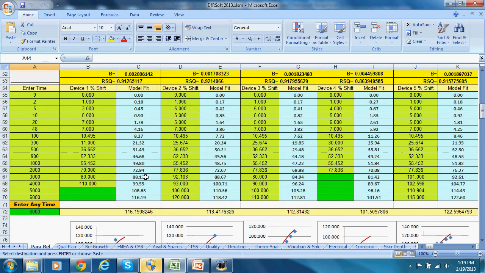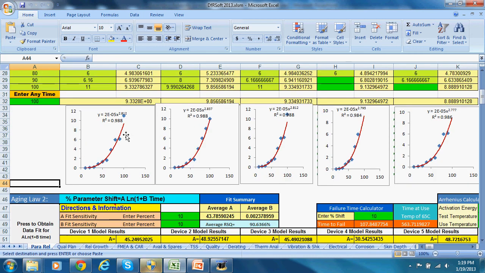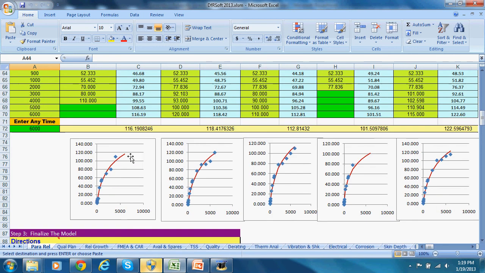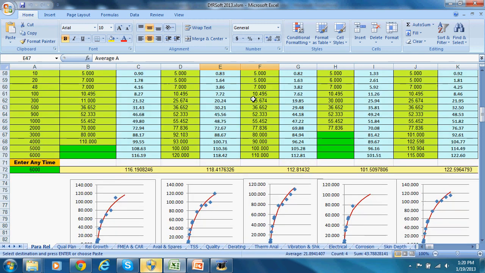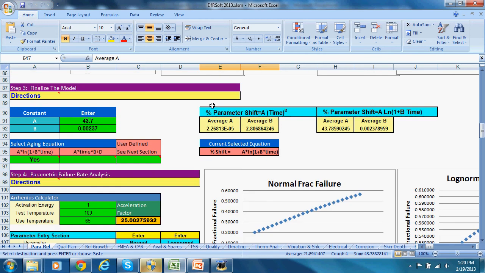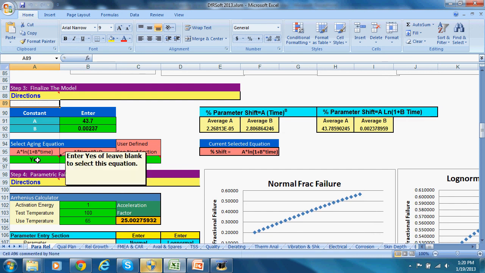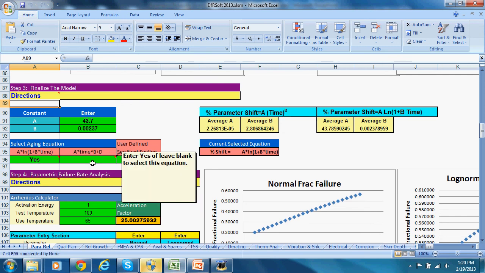It shows you your fit, and you can see the difference between the power law aging model for positive powers and the log time aging model, which kind of bends that way when we're talking about positive shift. It gives you a summary of your average values for A and B, and that's what you're going to need. So you go next and finalize your model in section 3. You put your constant values of A and B that you're happy with, and then you select the model. If you're using the log time model, it's provided here.